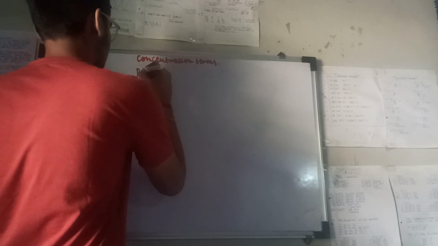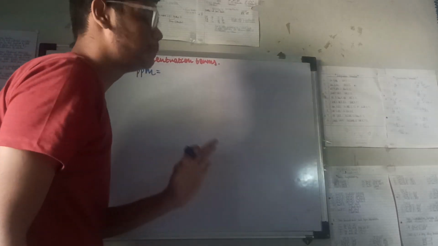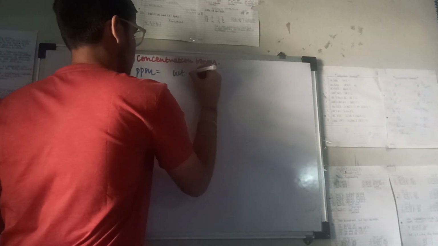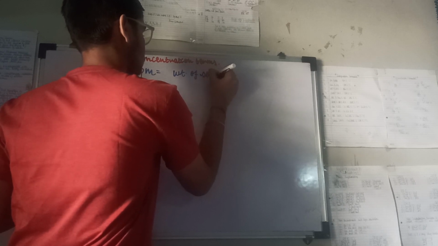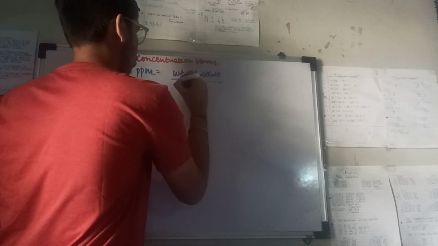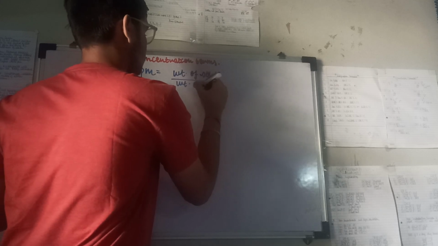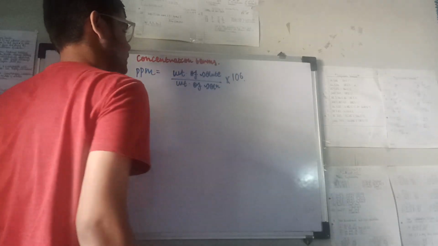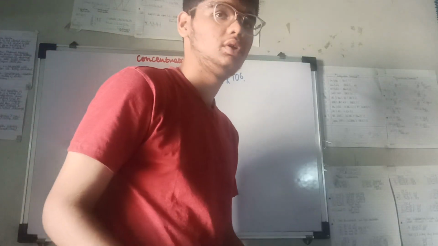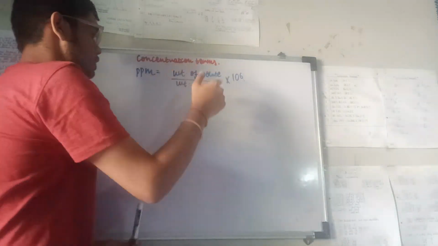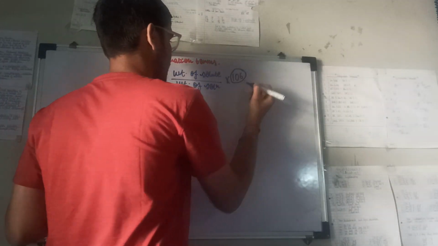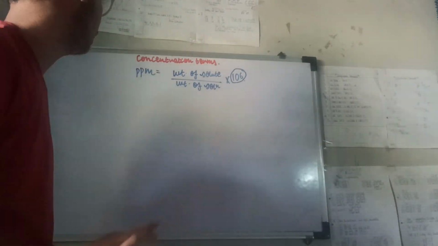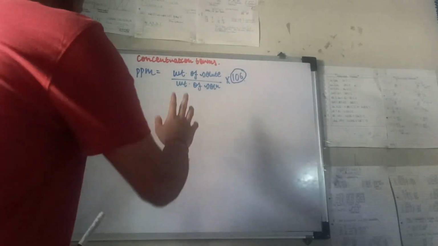Next is ppm, that is parts per million. Let's look at the formula. Weight of solute by weight of solution into 10 to the power 6. Million means we use 10 to the power 6 for parts per million. So questions like the salt content in seawater we can solve by this formula.